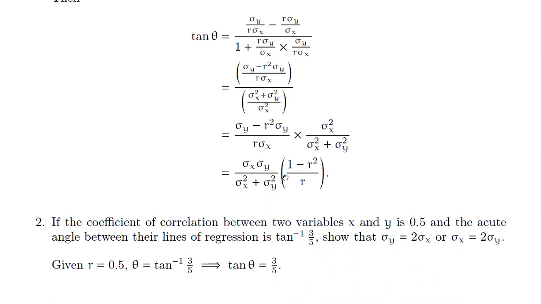So now I get 1 minus r square, one term of sigma x, and the common term which you have taken out, sigma y. So this is your numerator now. And in the denominator, I will have r, sigma square x plus sigma square y into this term r. So we get tan theta equal to sigma x into sigma y divided by sigma square x plus sigma square y into 1 minus r square divided by r. This derivation is very important.